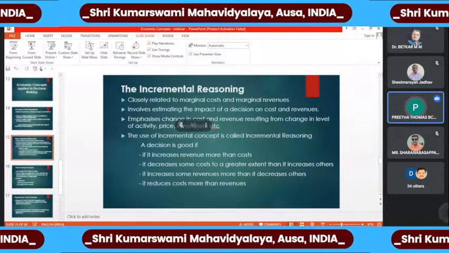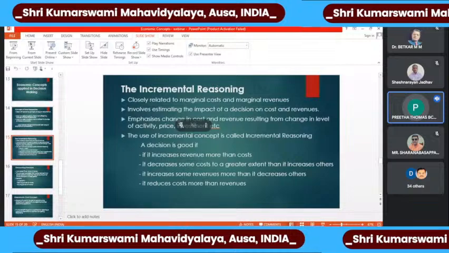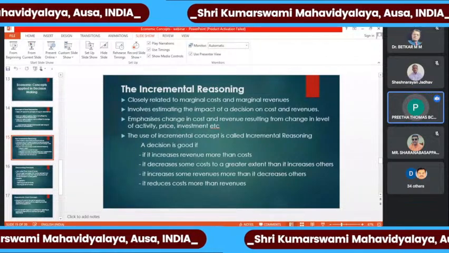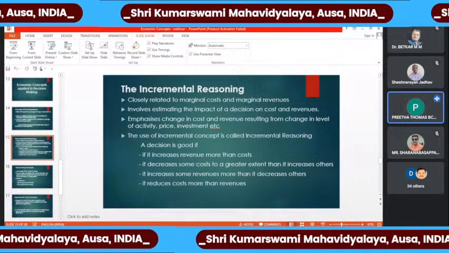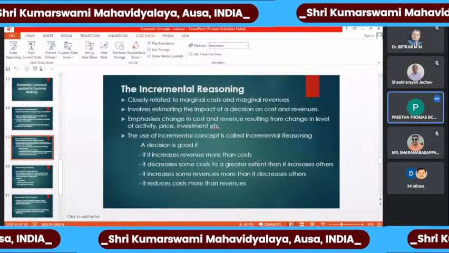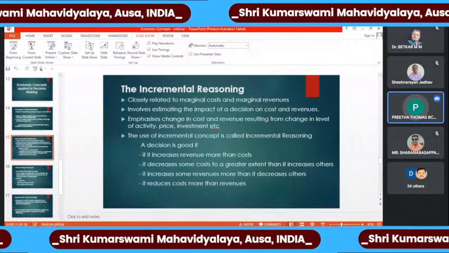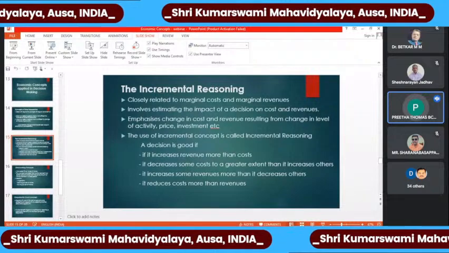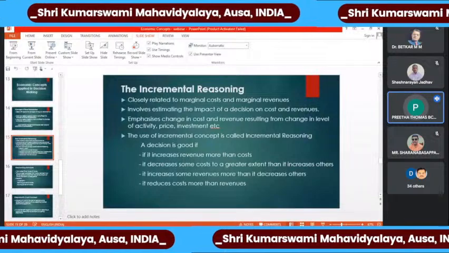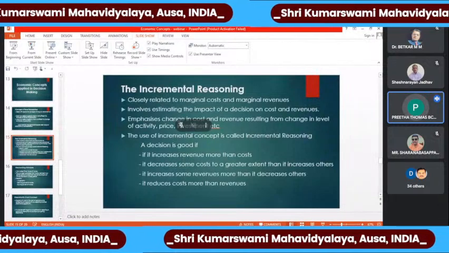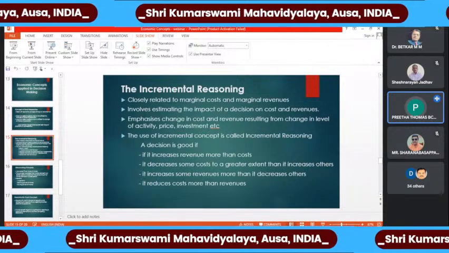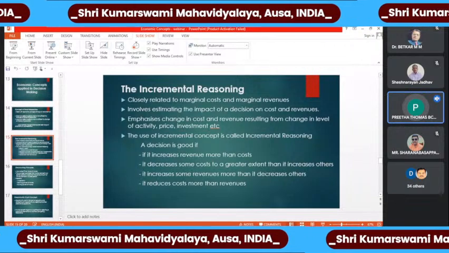So according to incremental reasoning, a decision is a good one if it increases revenue more than it increases cost, or if it decreases cost more than it decreases revenues, or if it decreases some cost to a greater extent than it increases other cost, or if it increases some revenues more than it decreases other revenues. In these four situations, we'll say that the decision is a good decision. So here we are considering the concept of incremental reasoning.